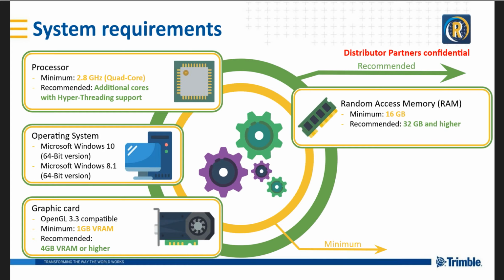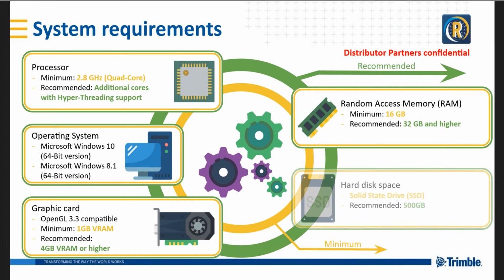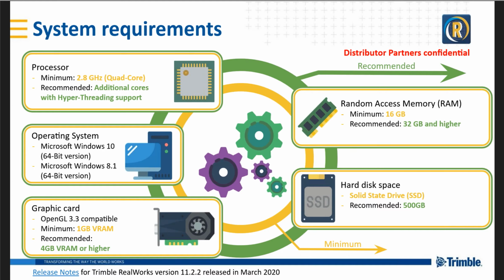On the RAM specification, minimum would be 16 gigabyte, and recommended is 32 gigabyte or higher. On the hard drive, again, solid state, and recommended 500 gigabyte. And the latest version for RealWorks is version 11.2.2, which was released in March this year.